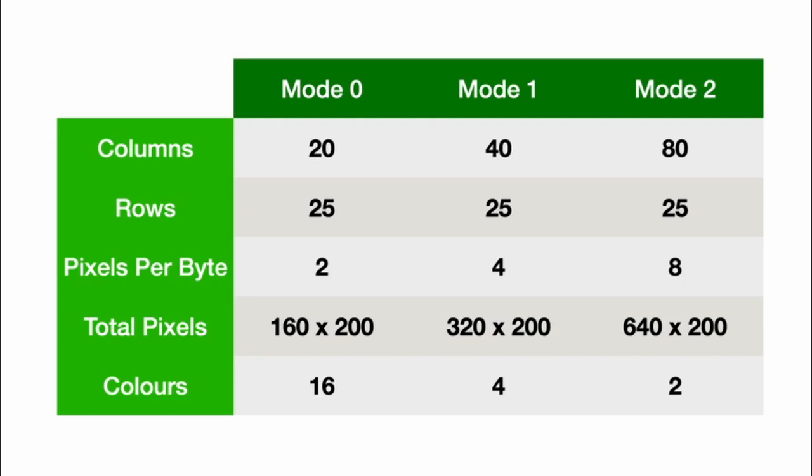Now, in particular, the pixels per byte are different. The fewer pixels per byte, the more options you have for colors, and the more pixels per byte, the fewer colors you can choose. So mode 0 has 2 pixels per byte, 4 for mode 1 and 8 for mode 2. The total pixels on the screen for mode 0 is 160 by 200, 320 by 200 for mode 1, and 640 by 200 for mode 2. And in particular, the colors that you can use change. So the lower the number of pixels, the more colors you can have. We'll be looking at mode 1 today.